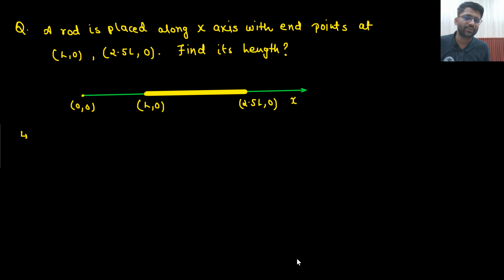We are starting with a simple question. A road is placed along the x-axis with its end points at (L, 0) and (2.5L, 0). What is the length of this road? Sir, very simple question. 2.5L minus L, so the length will be 1.5L. That's it, sir, this is the answer. So the answer is 1.5L.